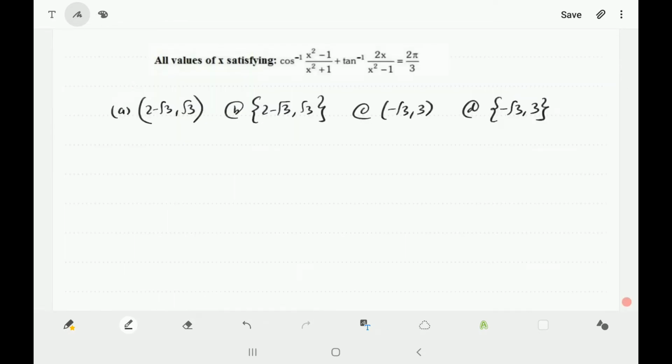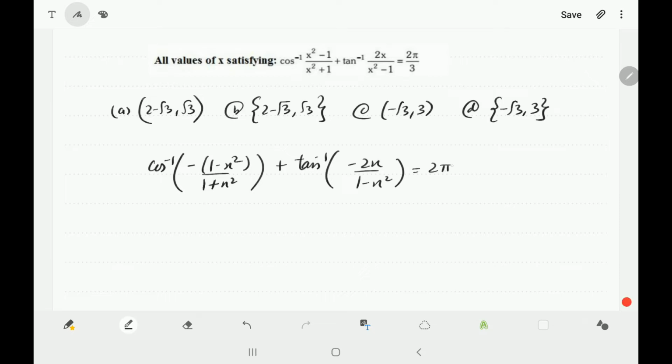In this problem we have to find the values of x satisfying this particular equation. Now you might be knowing about the function cos inverse of 1 minus x square upon 1 plus x square and tan inverse of 2x upon 1 minus x square. We have drawn the graph of those two functions. Okay, so what I will be doing is I will be converting these functions into that only. So I will just take negative common from here. So it will become cos inverse of minus 1 minus x square upon 1 plus x square plus tan inverse of minus 2x upon 1 minus x square. Okay, this is equal to 2 pi by 3.